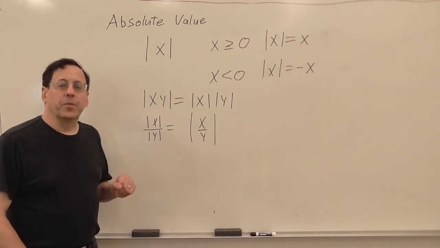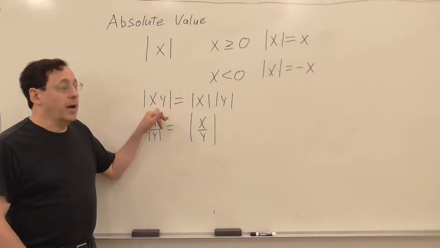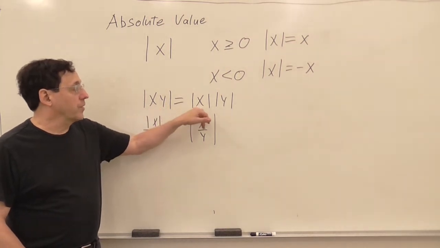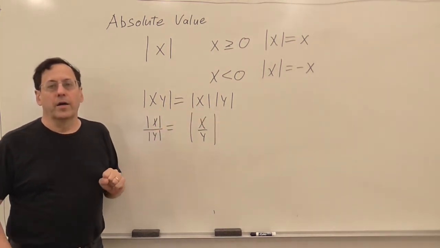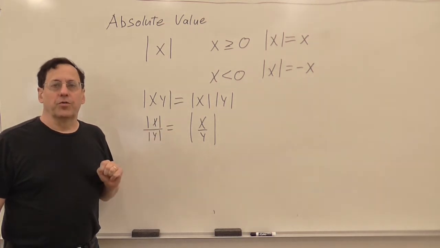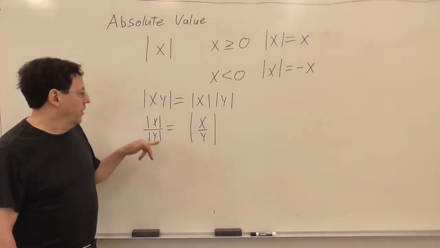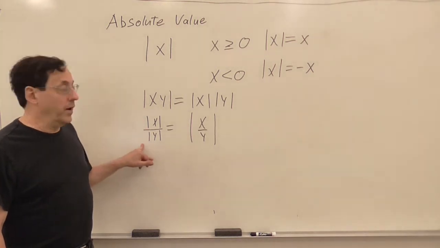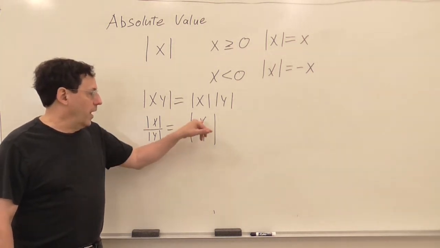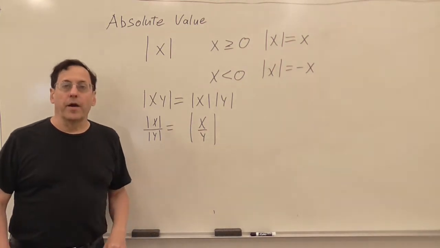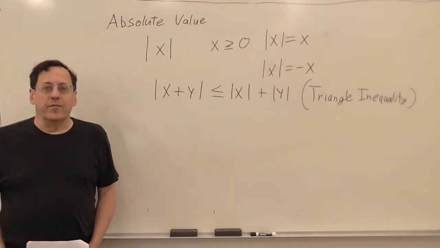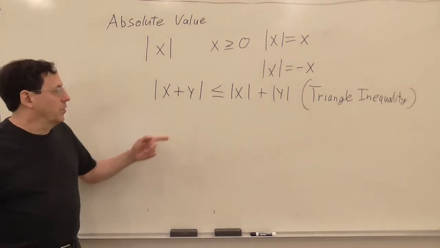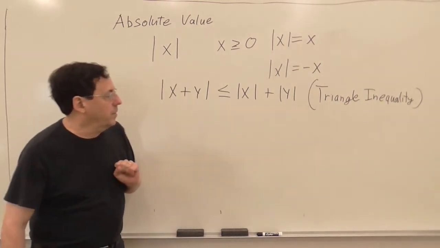Finally, let's look at multiplication and division. The absolute value of x times y is just the absolute value of x times the absolute value of y. Absolute value is just getting rid of our minus signs here. Similarly, the absolute value of x divided by y is just the absolute value of x divided by the absolute value of y.